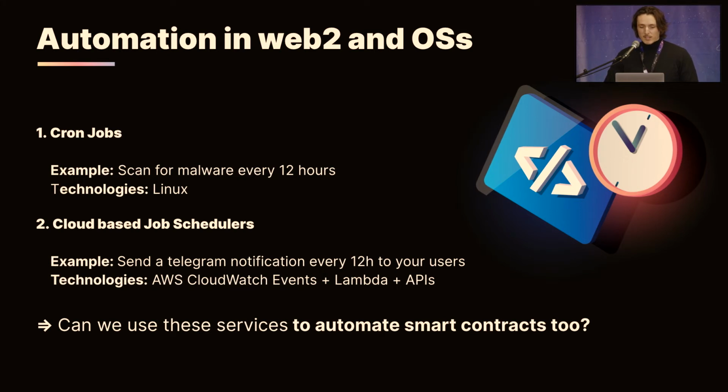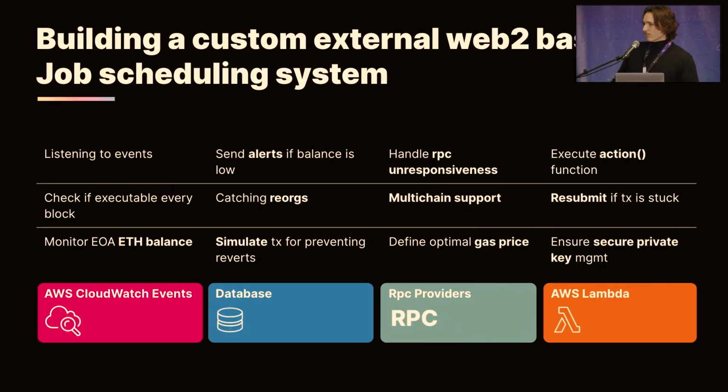In the Web2 or operating system world, you are used to cron jobs, or if you use cloud-based job schedulers, like AWS CloudWatch combined with Lambda functions and a couple of APIs, you can build yourself an automation feature. For example, send a Telegram notification every 12 hours to your users with a summary of their recent activity. And so the question is, can we use these services to also automate smart contracts? Yes, you could, but it turns out it's pretty cumbersome and complex, and there's a lot of overhead to actually do that.